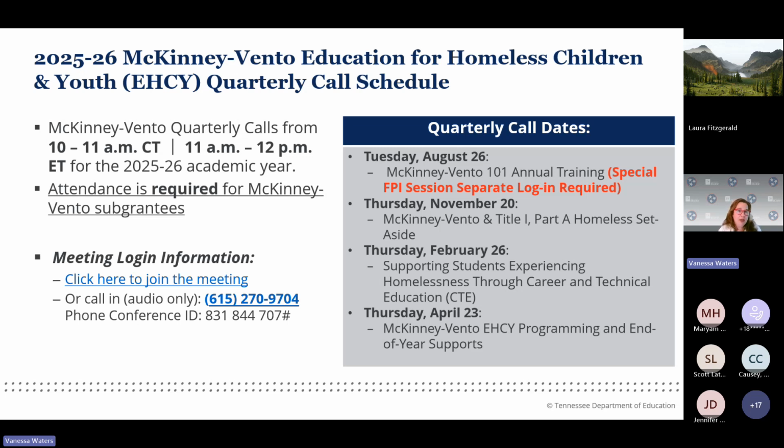As you can see here, Tuesday, August 26th is the annual McKinney-Vento training. It is mixed in with the FPI because they kind of fell in the same week. So there will be a special link sent out for the first quarterly call. It is during the FPI session. It is not at 10. It will start at 9:20 Central Time. Again, once I have the link from the team, I will send guidance out via email for everyone so they can attend this special FPI session. That is, again, the quarterly call.